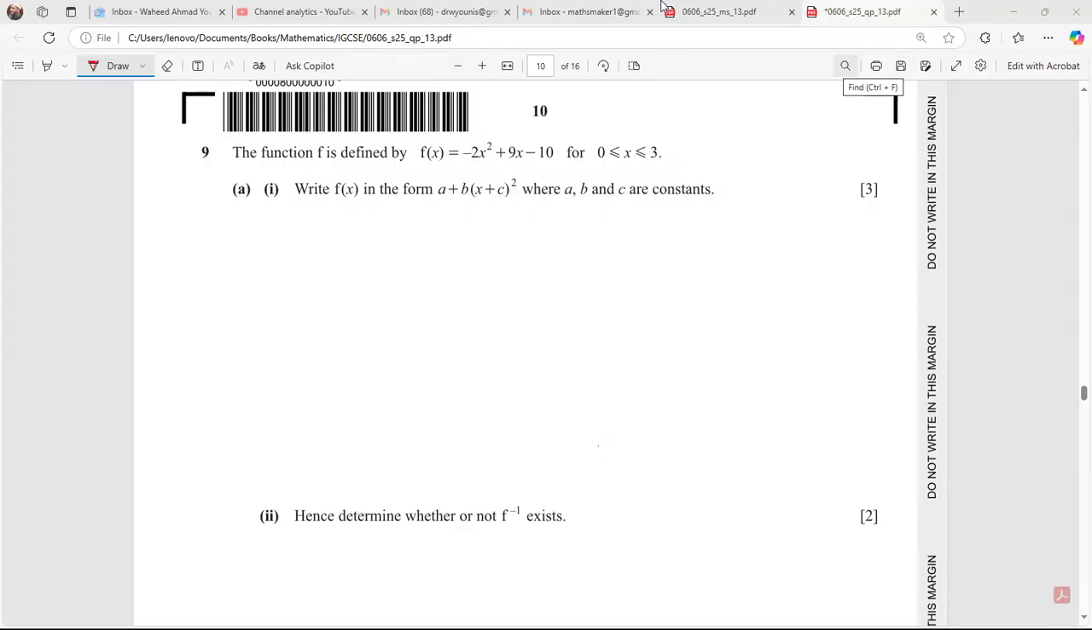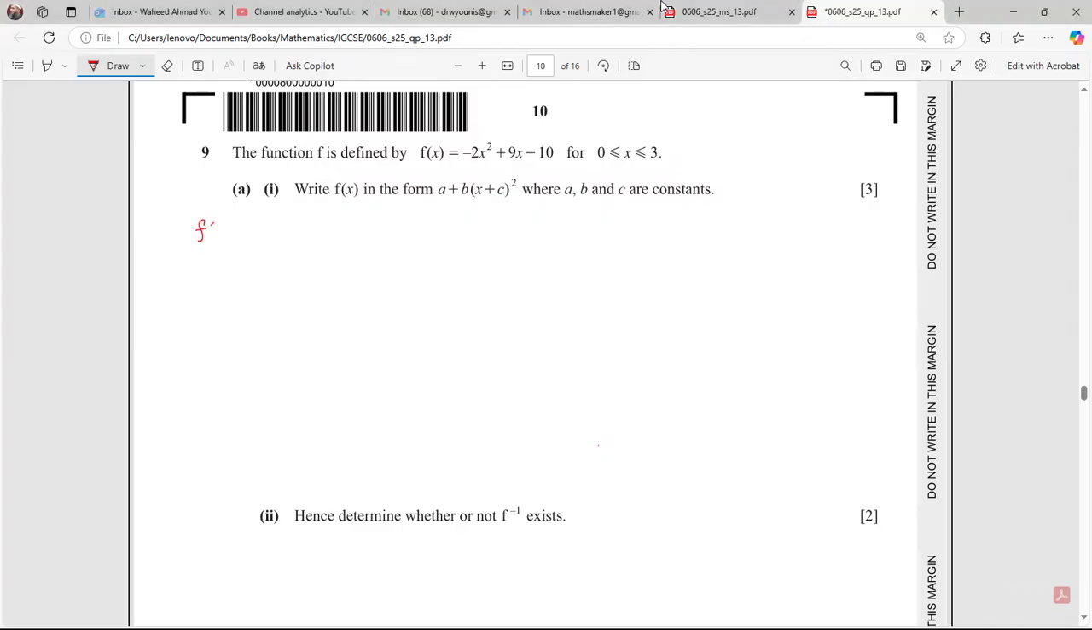We will be doing question number 9 today. Okay, so we are given this function f of x equals minus 2x squared plus 9x minus 10, for the range x between 0 and 3. I need to write this function in this form.